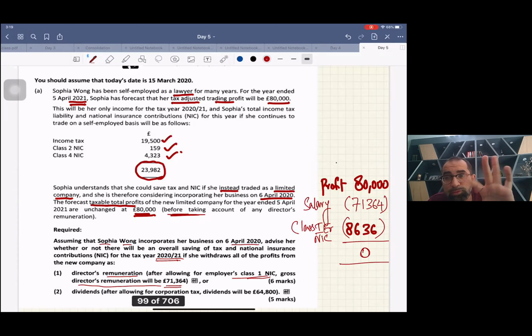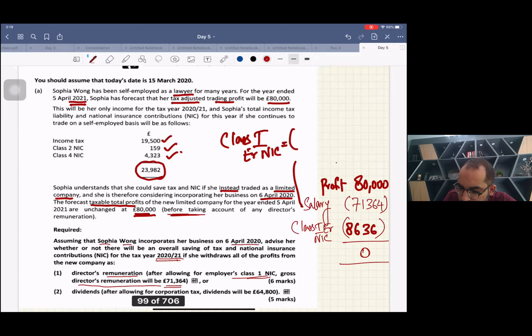Wait, I'm giving you a super evidence just for you guys. Listen, keep this salary of 71,364 and calculate class 1 employer NIC. Okay, do it now. The salary is 71,364. Can you guys tell me the rate of class 1 employer NIC? I think the first band was 8,788, right? You deduct it and multiply it by 13.8%. Do it. 8,635 or 8,636. Almost the same answer.